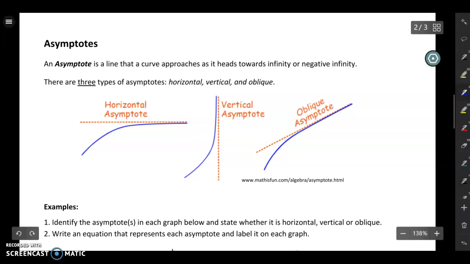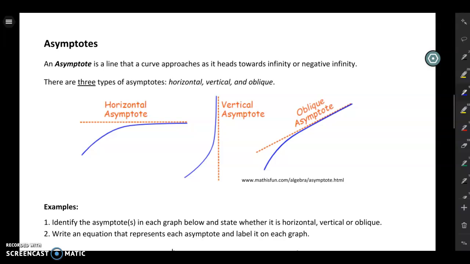Okay, this is part 2 of the 5.1 notes for this unit, and it's going to be talking about asymptotes. So, an asymptote, you may have heard of this before. We see it with exponential equations or functions, so you might have seen that before. An asymptote is a line that a curve approaches as it heads towards infinity or negative infinity.